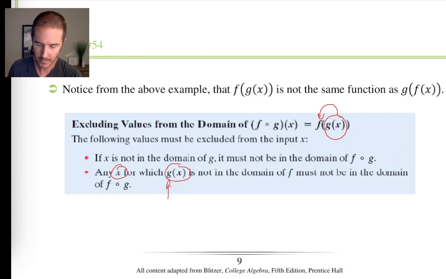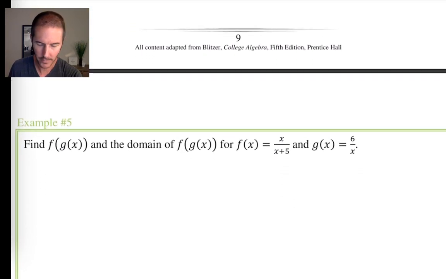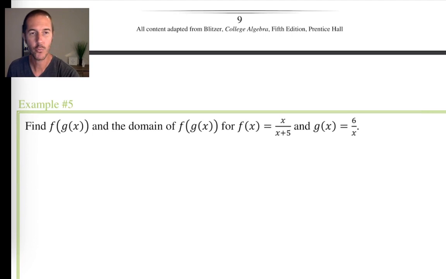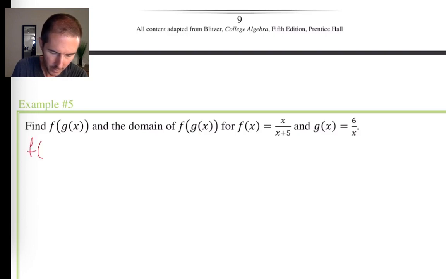Let's see if we have an example where we can illustrate that. Two rational functions where the variable's in the denominator. So we've got to be careful here. Let's start out by finding the domain of f of g of x. We could even maybe, let's just put f of g of x, and then we'll put a colon.